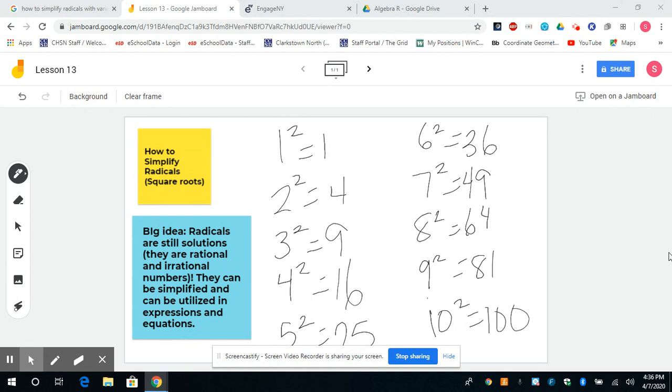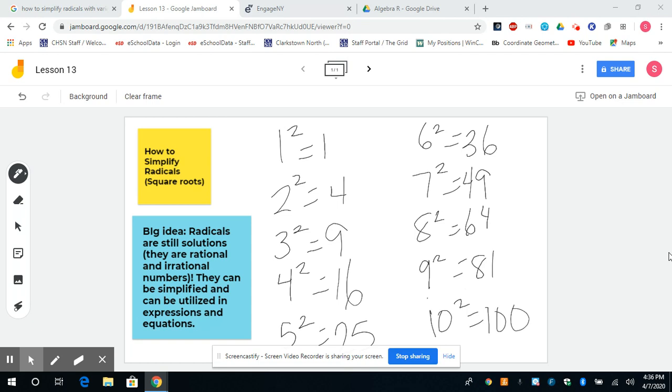This may seem out of the ordinary: why are we jumping from quadratics, in the middle of our quadratic unit, to a lesson on simplifying radicals? As you noticed when you were taking the square root of values, some of you didn't keep simplifying. You left square root of 16 or square root of 36 in your problem. The big idea here is that radicals are still solutions. They're rational or irrational numbers. Some of you leave them and some of you don't, but sometimes they can be simplified.